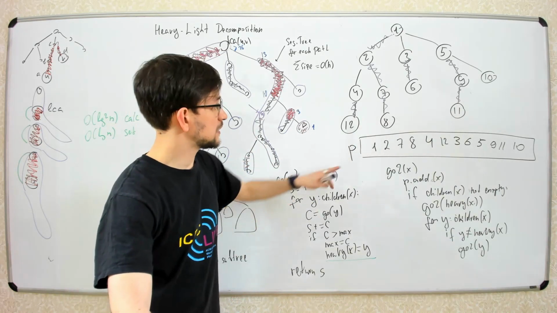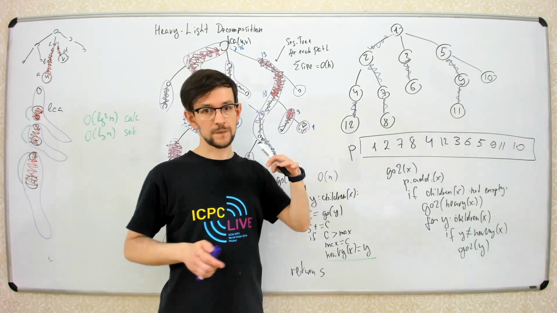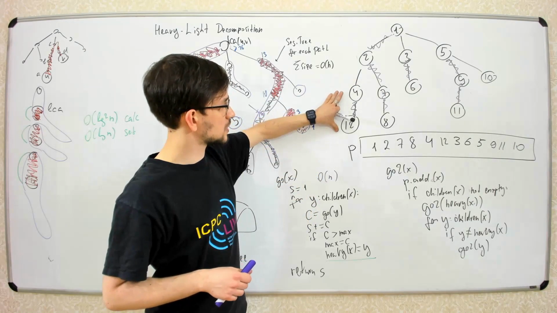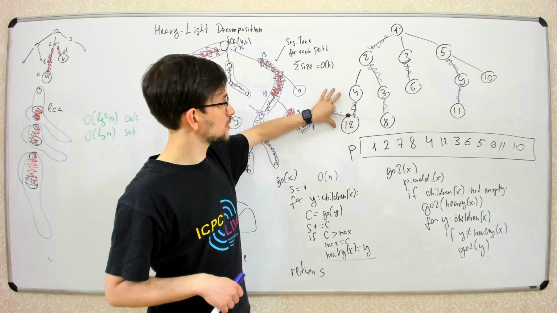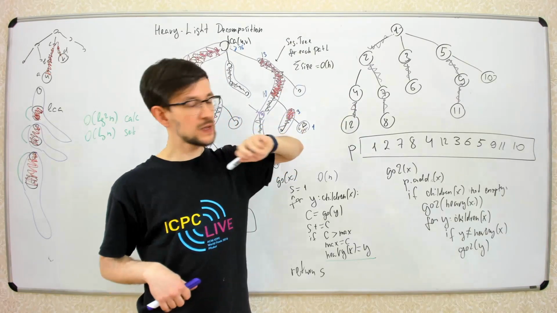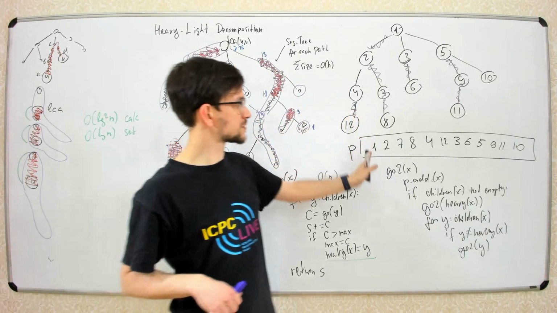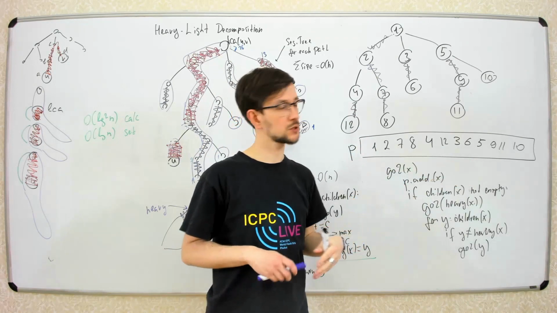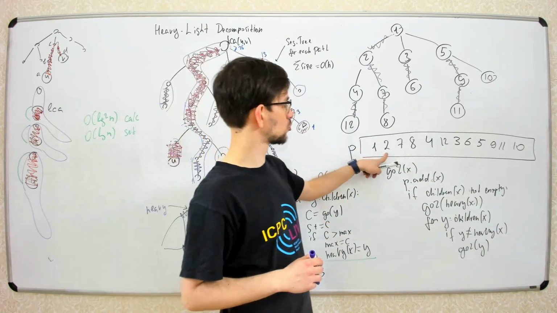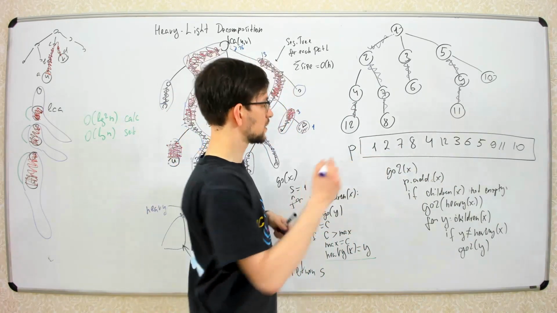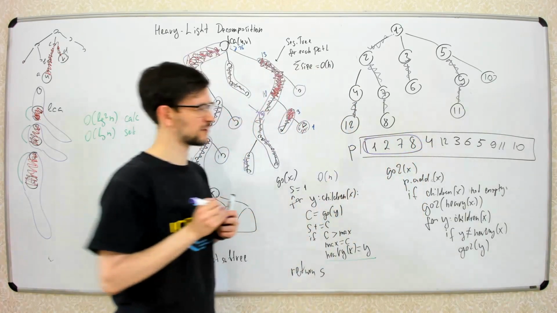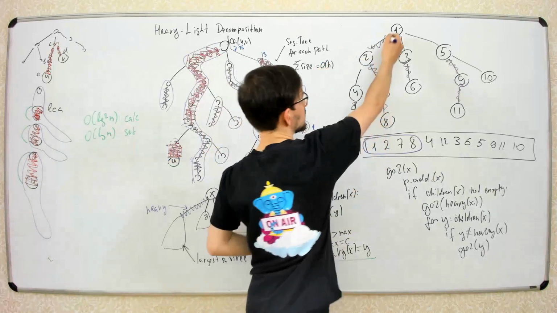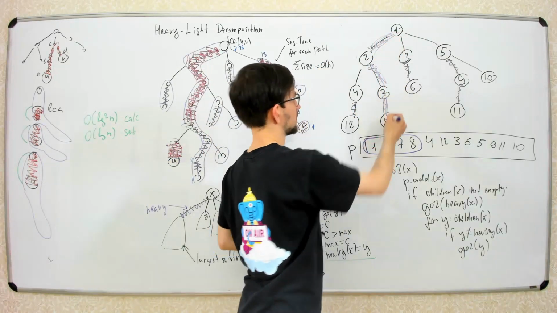Now let's see, in this sequence of nodes, how these heavy paths are laid out. If you look at each heavy path, it forms a segment of this sequence. First you have 1, 2, 7, 8. It is a heavy path, and it corresponds to this heavy path.